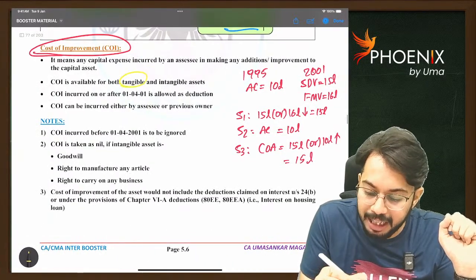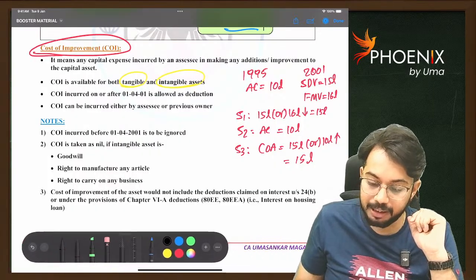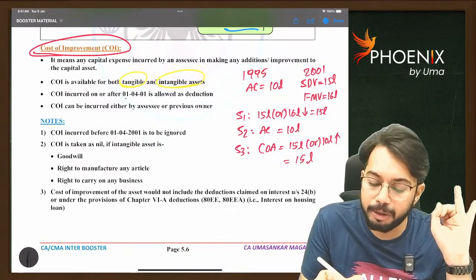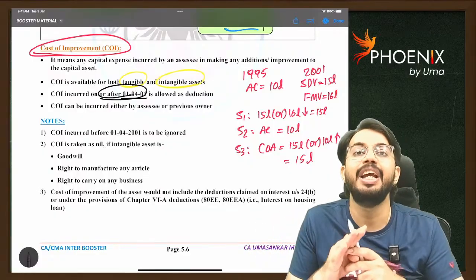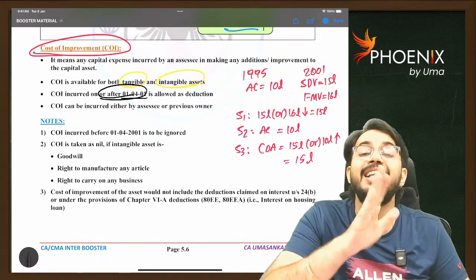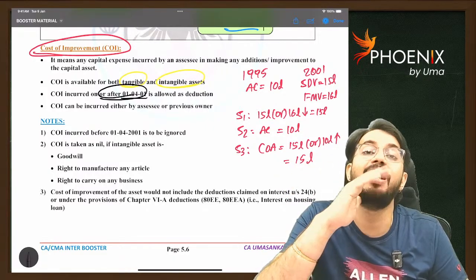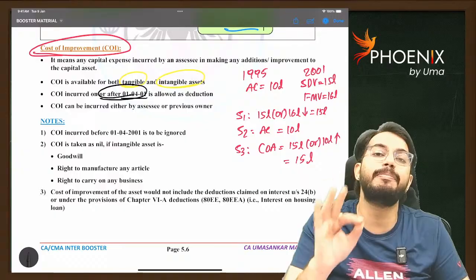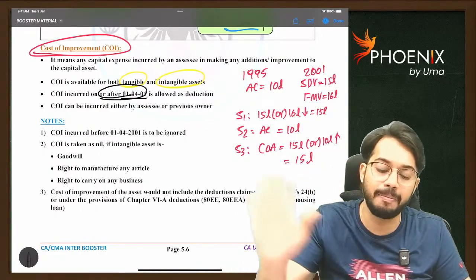Cost of improvement is available for tangible as well as for intangible assets. But cost of improvement should be incurred on or after 1st April 2001. The reason is, if you incur cost of improvement before 1st April 2001, it is already included in fair market value as on 1st April 2001. That is the reason, if cost of improvement is incurred before 1st April 2001, it will be ignored. It will not be considered.